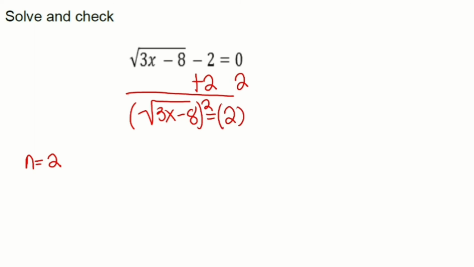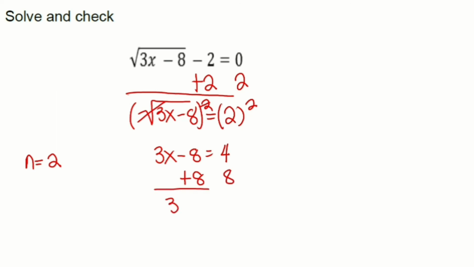Next is, since this is cancelled out, if you still remember our rule, if the index and the power are the same, our answer is the radicand only. So our answer now here is 3x minus 8 is equal to 2 squared, and that is 4. Next, we have to solve for x. To solve for x, we are going to transfer negative 8 to the right. So to do that, we will apply the addition property of equality.